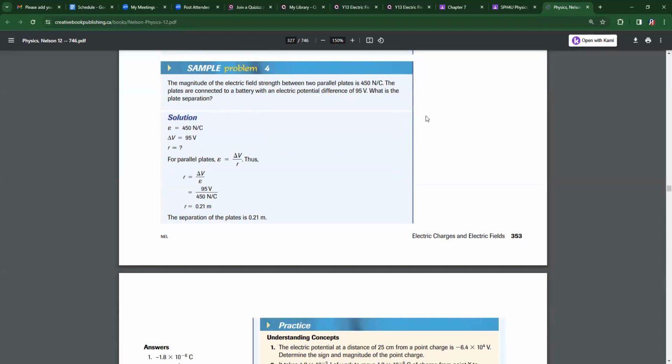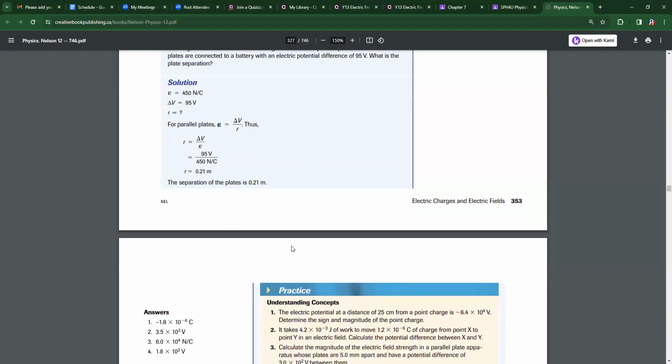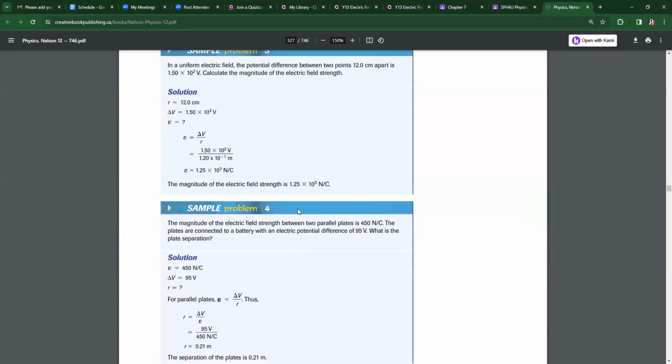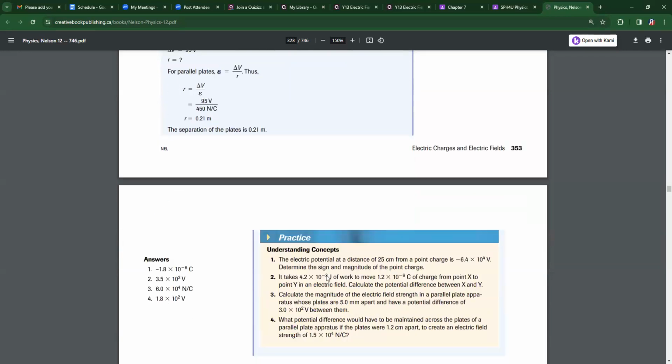Okay, so it's a uniform electric field. So you have strength, you have voltage, how to get distance. Electric field strength is proportional to voltage and divided by distance. We rearrange in terms of distance, and it's voltage over strength. So 21 centimeters is the distance between those two plates. Okay, so just to get an idea, for a charge there are different formulas than for plates.